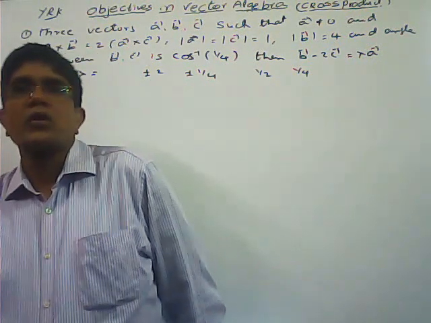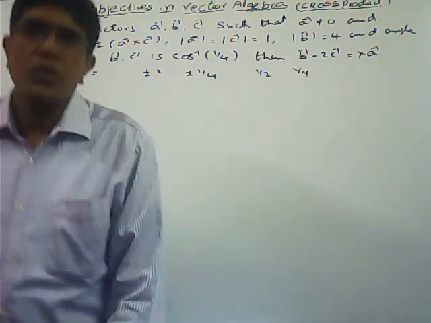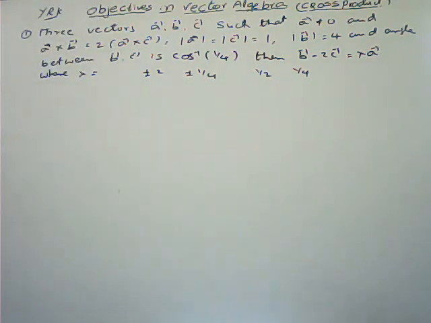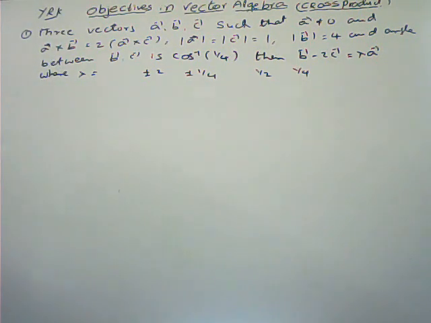In this video class, I am going to discuss objectives in cross product. Now, first one: three vectors A bar, B bar, C bar such that A bar is not equal to 0 and A bar cross B bar is equal to 2 into A bar cross C bar. Modulus of A bar, modulus of C bar both are equal to 1 and modulus of B bar equals 4. The angle between B bar and C bar is cos inverse 1 by 4.